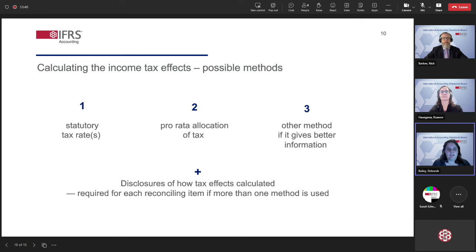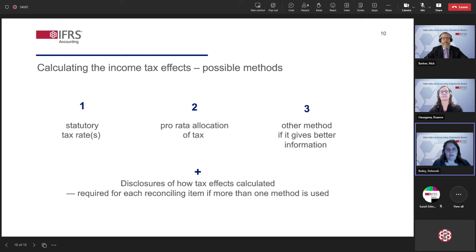So based on this, to alleviate the costs of preparing disclosures about the tax effects, IFRS 18 allows a simplified approach for calculating the income tax effect of the reconciling items. And this is based on the tax effects of the underlying transaction at the statutory rate applicable to the transaction in the tax jurisdiction concerned.